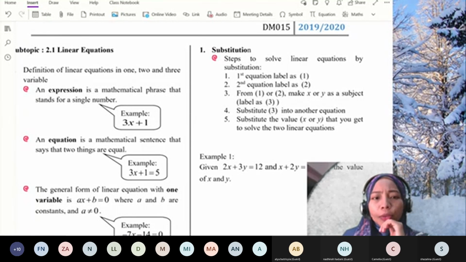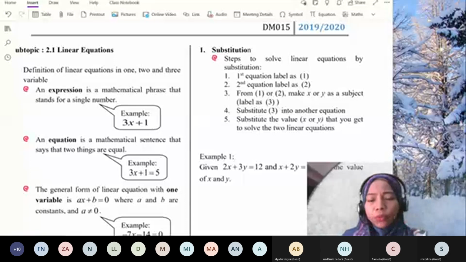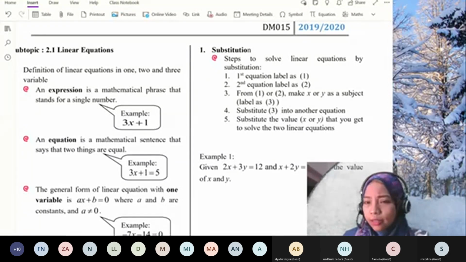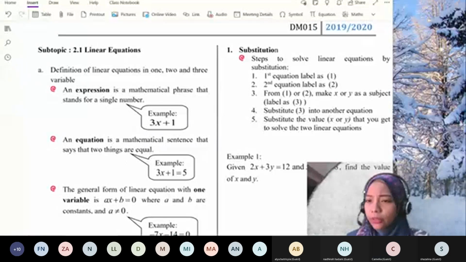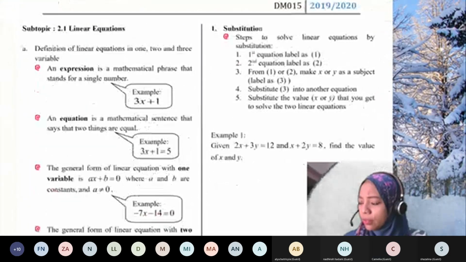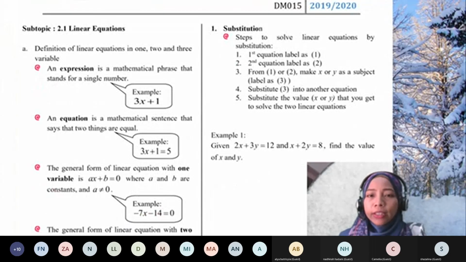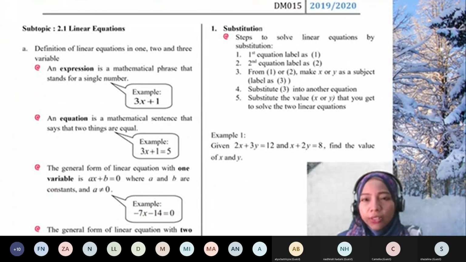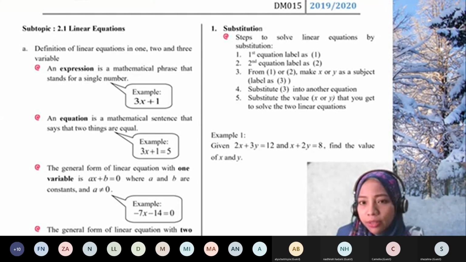Okay, hi, Assalamualaikum semua. I really hope that my screen is clear to you. Yes? Yes, madam. Okay, good. And I really hope that you have notes with you as well. And for those who are unable to print the notes, please ask your friends so that you can do so.